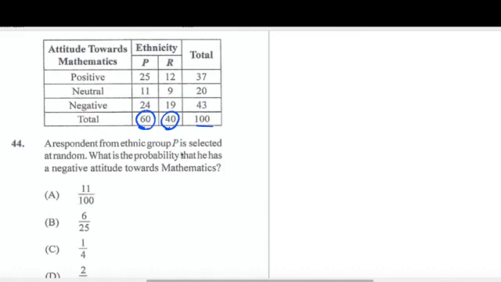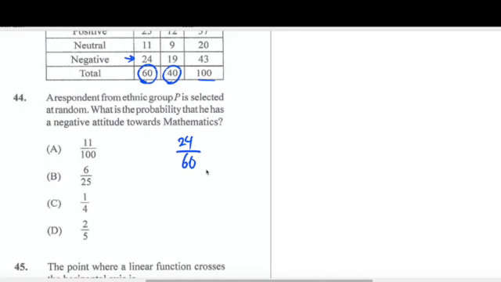A respondent from ethnic group P is selected at random. What is the probability that he has a negative attitude towards mathematics? Well, you're selecting from P, so that means you're selecting out of a total of 60 students. And how many of them have a negative attitude? Well, 24 have a negative attitude. So it'll be 24 out of 60, which is about 2/5. So the answer is D.